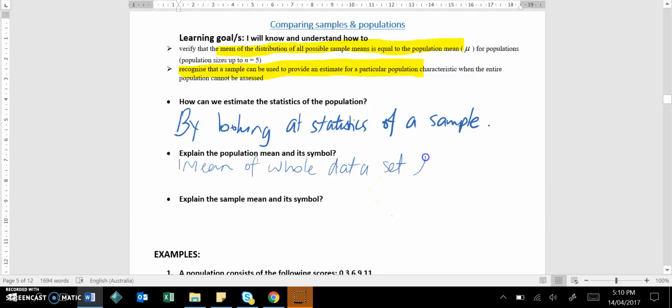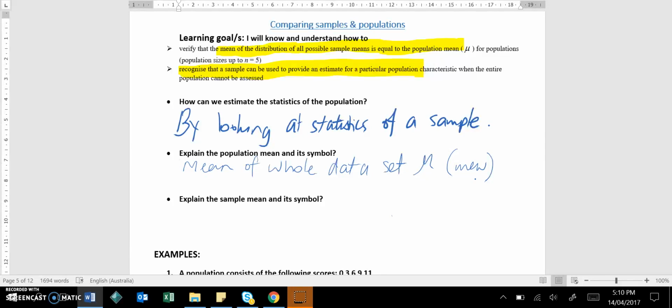And mu looks like this. It's pronounced Mew, like the Pokemon. I know, right? How cool is Pokemon? And basically it's literally the whole population, so it's the mean of the entire data set.